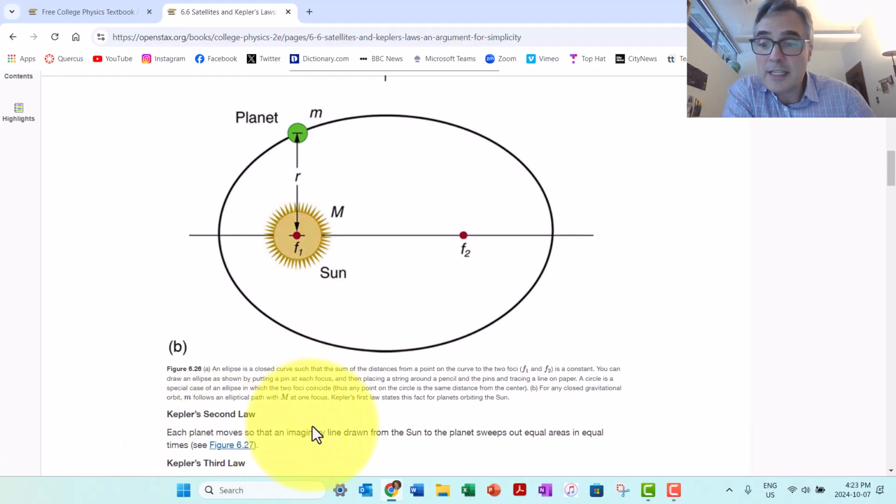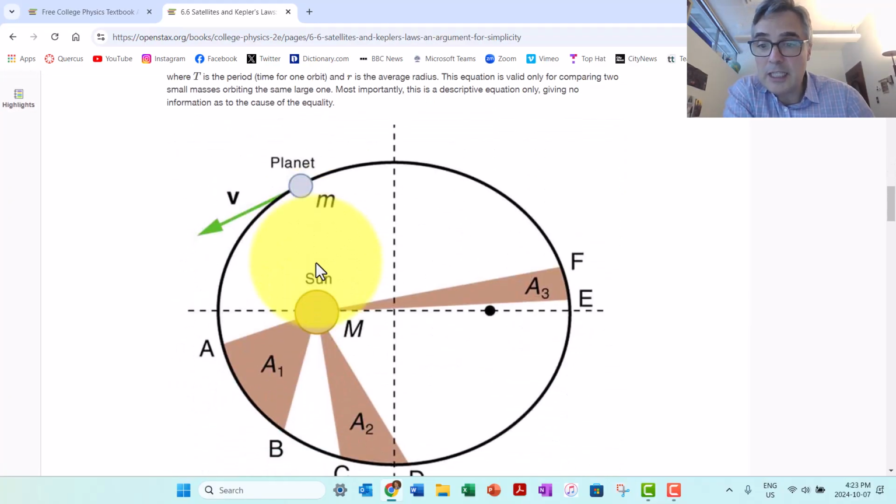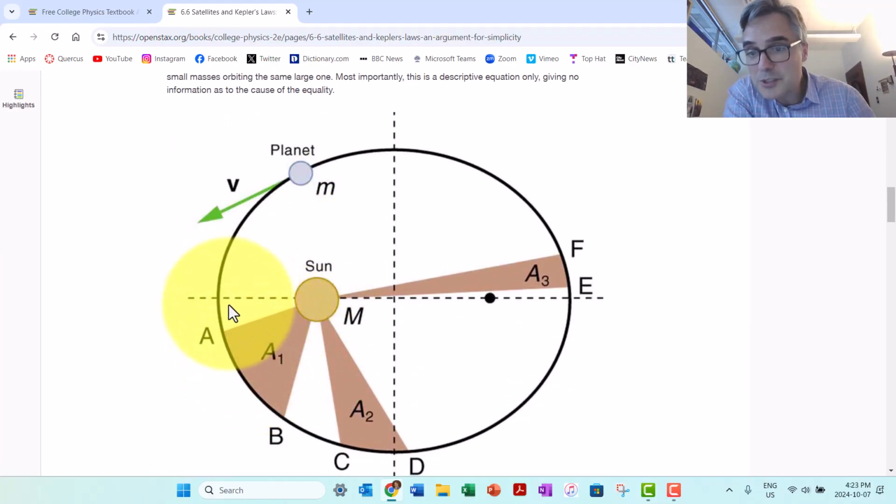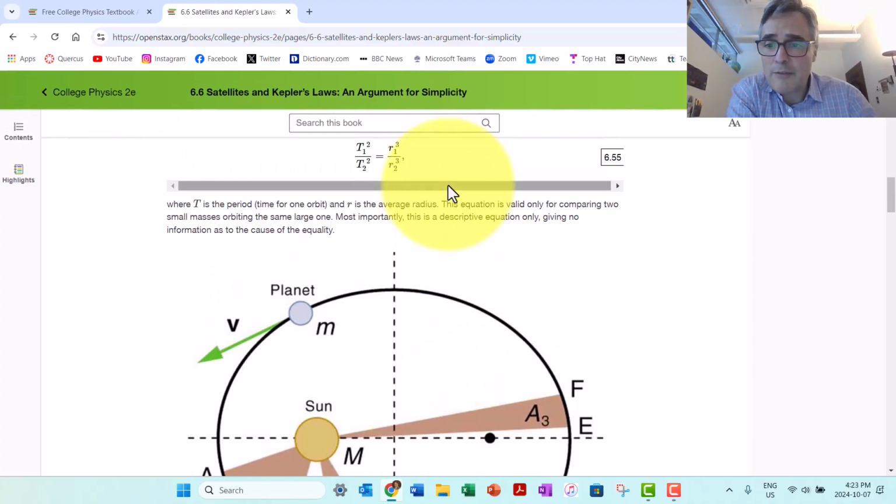Kepler's second law is that each planet moves so that an imaginary line drawn from the sun to the planet sweeps out equal areas in equal times. So if it's close to the sun, it moves this area A1, which is equal to area A3 in an equal time that it moves out here. So what that means is that the planet is traveling slower when it's farther from the sun and faster when it's closer to the sun. Again, this turns out to be a direct consequence of the universal law of gravitation.